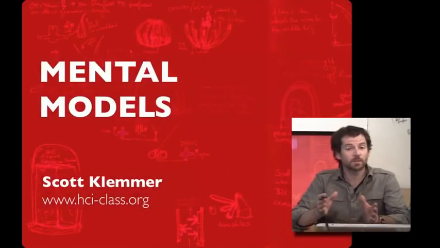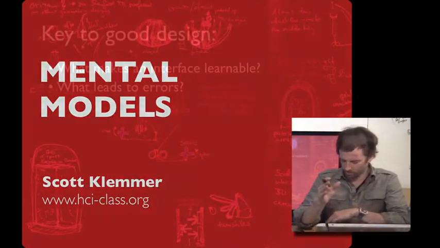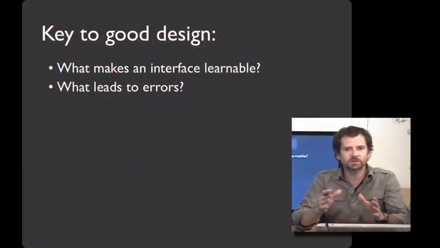In this video, we're going to talk about mental models. And the questions that we're going to start to tackle here are, what makes an interface learnable, and what leads to errors that people make in user interfaces? And to do that, I'd again like to start with an example from the physical world.